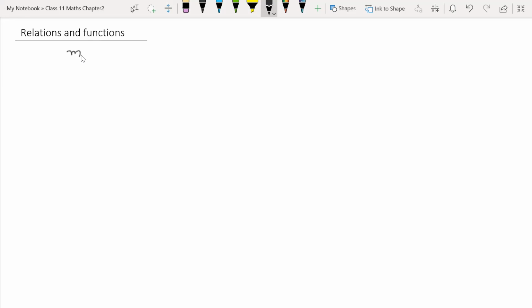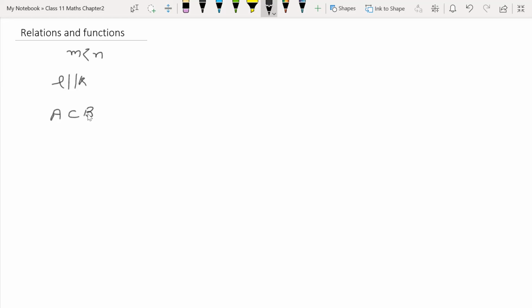m is less than n, or l is parallel to k, or we can say that A is a subset of B. All these are relations. So if m is less than n, l is parallel to k, or A is a subset of B, it means there is some relation involved in these objects or their pairs of objects.